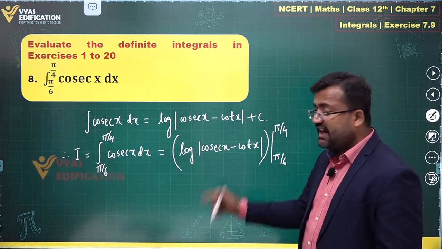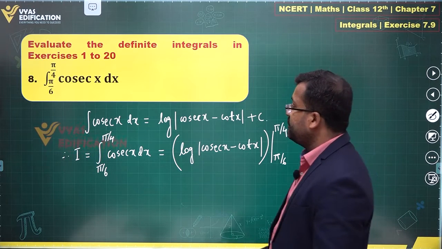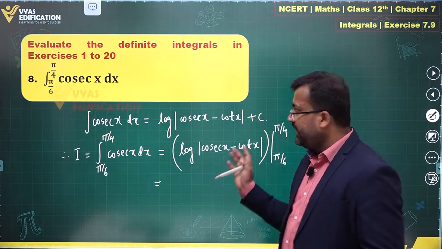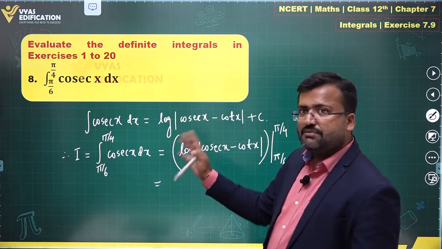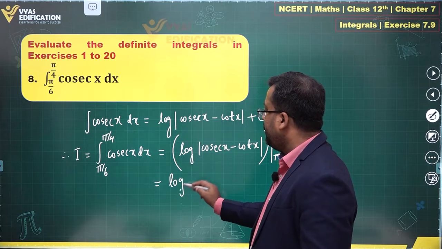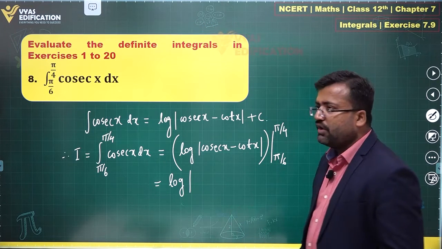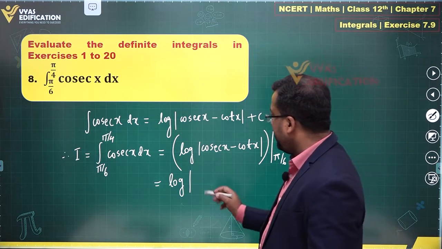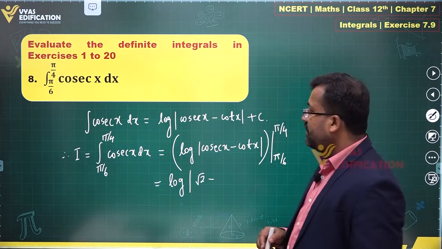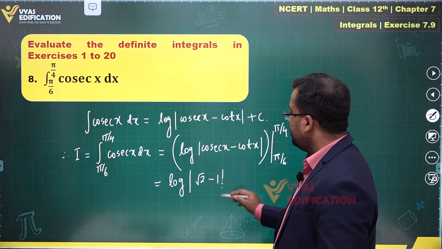By the way, there is another version of this. I'm not discussing that version because NCERT people haven't used it, but there is another version in terms of tan, right? This can be simplified in terms of something called tan. What is this equal to? This is log of cosec pi by 4. Now let me write the value of cosec pi by 4 directly, which is root 2, minus cot pi by 4. What is cot pi by 4? Cot pi by 4 is 1.